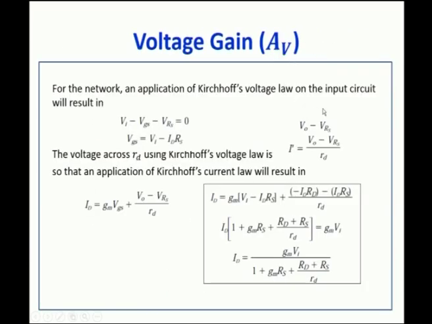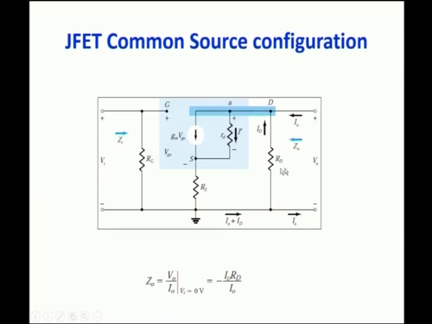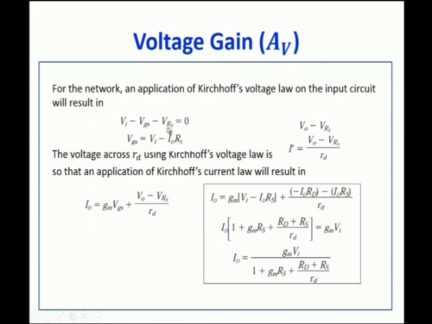So the Kirchhoff's voltage law at the input side of the circuit will give you Vi minus Vgs minus Vrs equal to 0. For this input side we are applying Kirchhoff's voltage law. So Vi minus Vgs minus Vrs is equal to 0, and from which Vgs is given as Vi minus Vrs. What is Vrs? It is Id into Rs, that is the drain current into the resistance Rs.